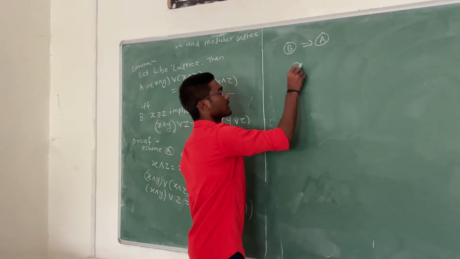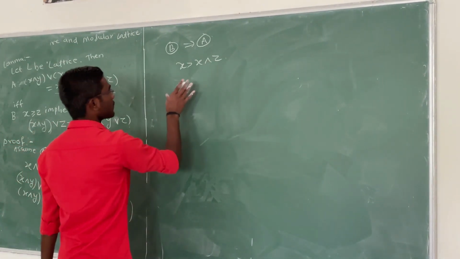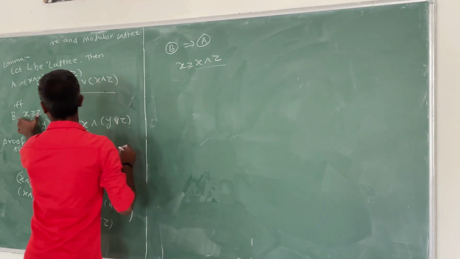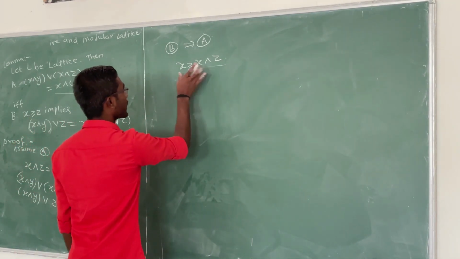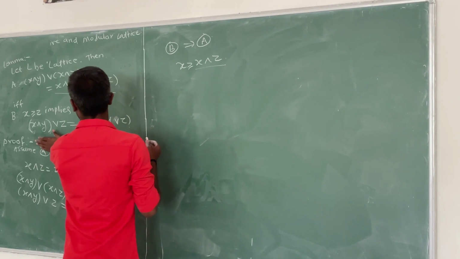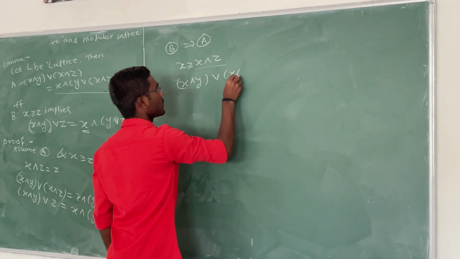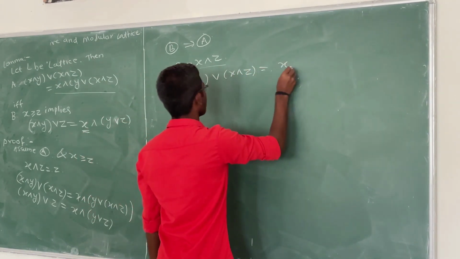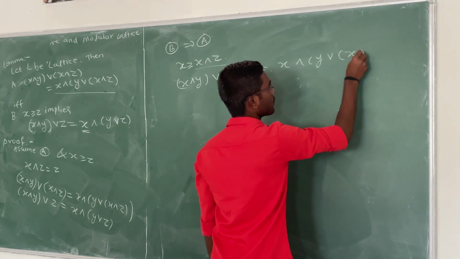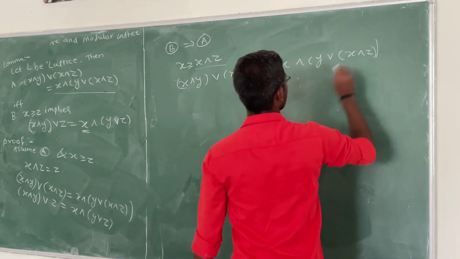So we will take X is greater than or equal to X meet Z. We know that X is greater than or equal to X meet Z. Now, by applying B to X, here X is greater than or equal to X meet Z. That means our Z is X meet Z. Is this clear? Therefore, by applying B, X meet Y join, what is Z? X meet Z. X meet Y join X meet Z. This is our first one. And that is exactly what we have to prove.